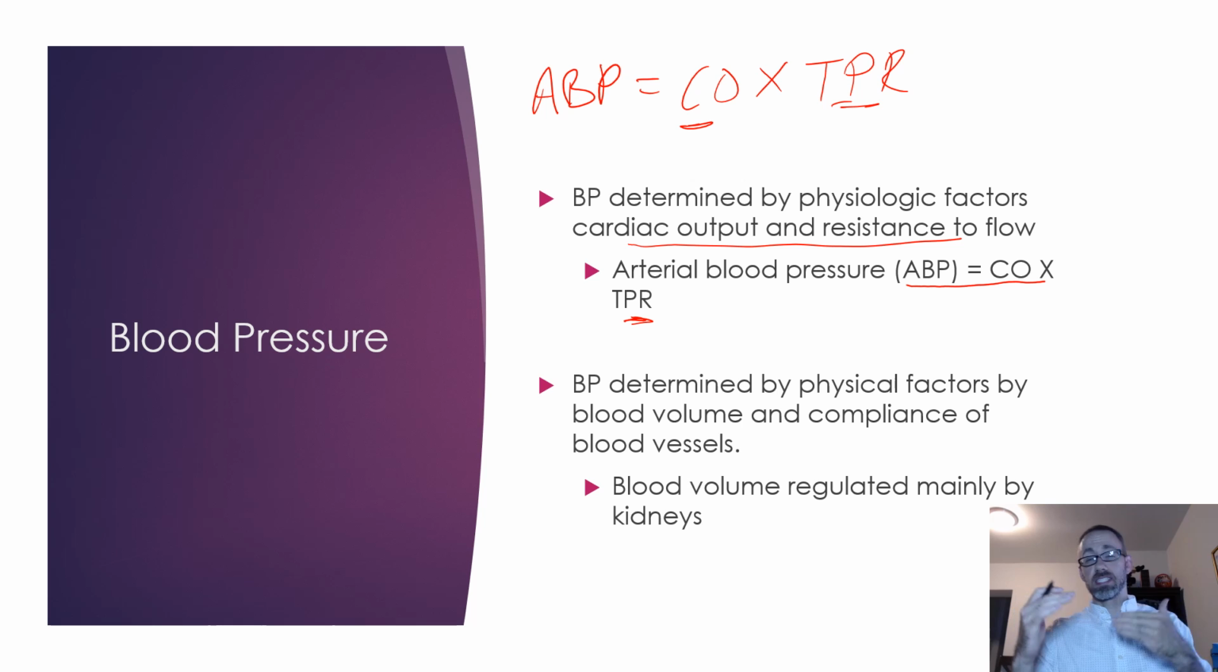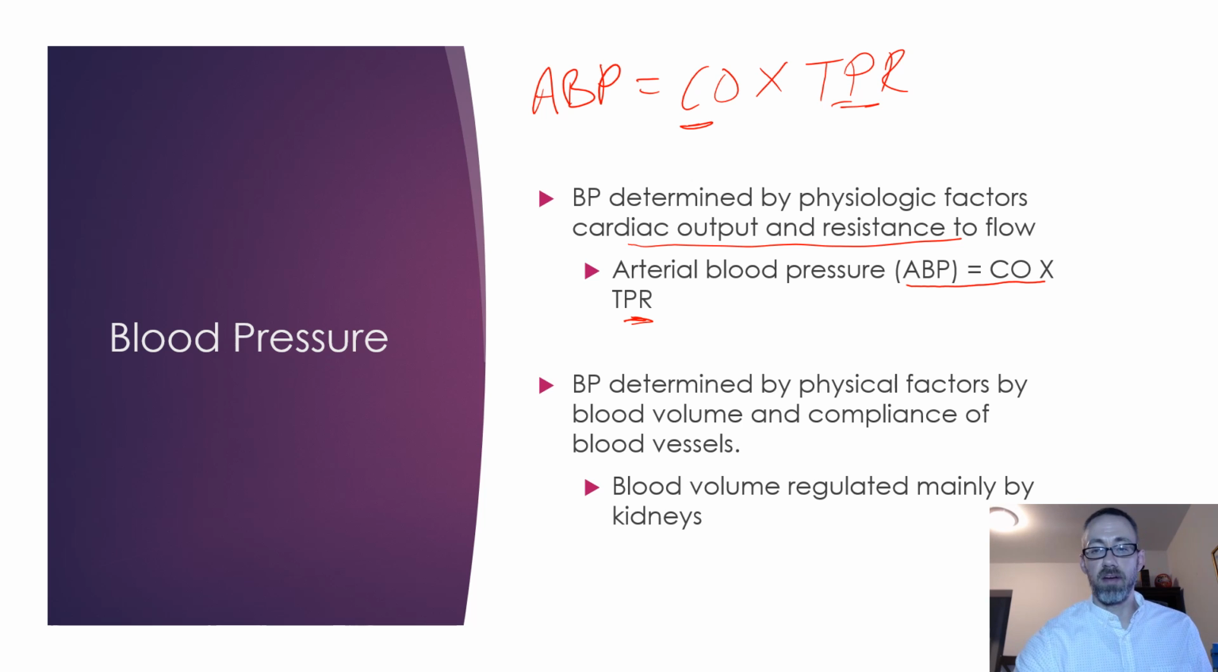Let's say I want to maintain blood pressure, okay? And let's say my resistance has gone up, so my blood pressure is going up. Well, if I want to maintain the blood pressure, then the cardiac output can come down. So they can actually go in opposite directions to help maintain a blood pressure. So they don't always have to work together in the same direction.